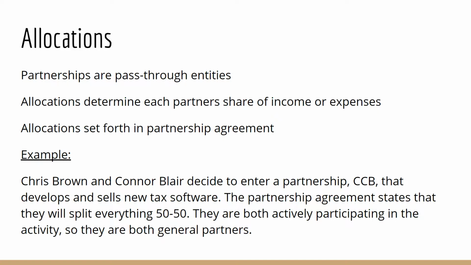So, quick example here. Chris Brown and Connor Blair decide to enter a partnership, CCB, that develops and sells new tax software. The partnership agreement states that they will split everything 50-50. They are both actively participating in the activity, so they are both general partners. So they will split all the income, all of the gain, all of the depreciation.